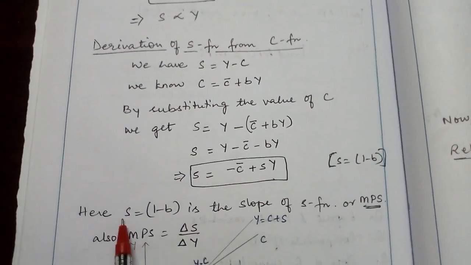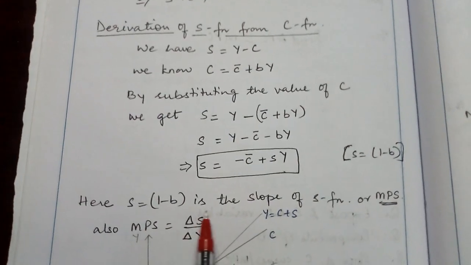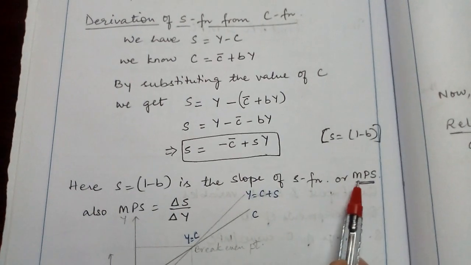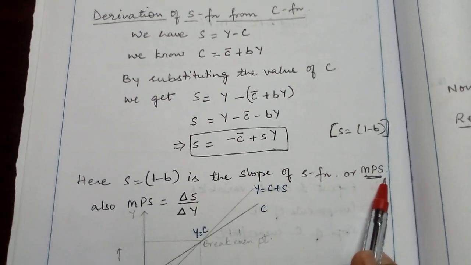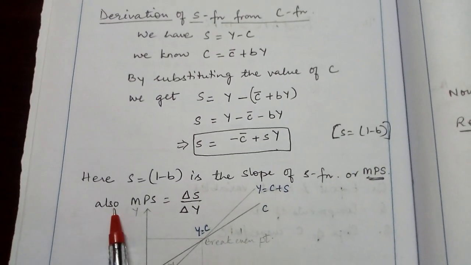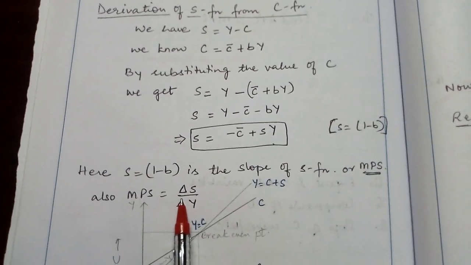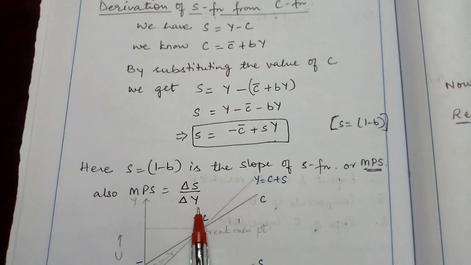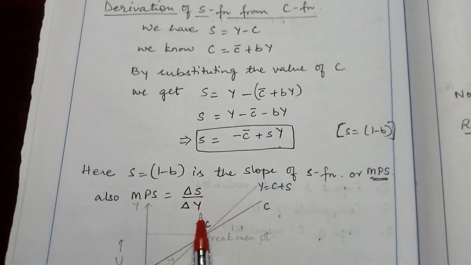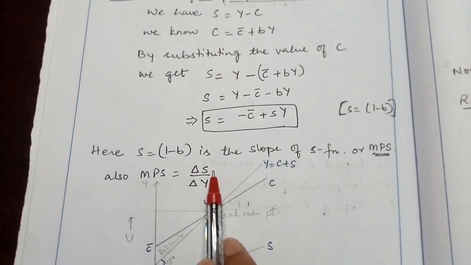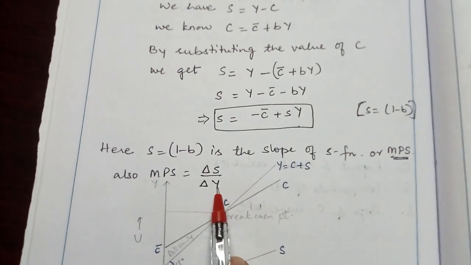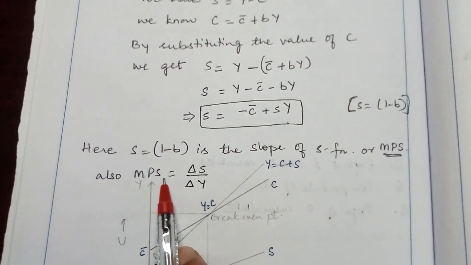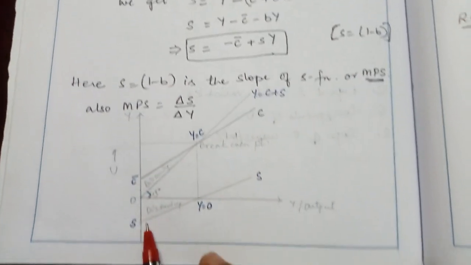Now here we have seen s is equal to 1 minus b, which is the slope of the saving function, or marginal propensity to save. Now what is marginal propensity to save? It is a change in saving due to change in income. That is marginal propensity to save. Let us understand this graphically.